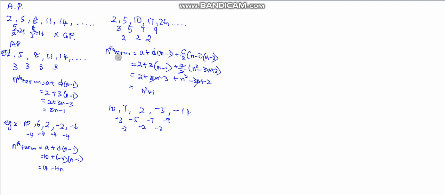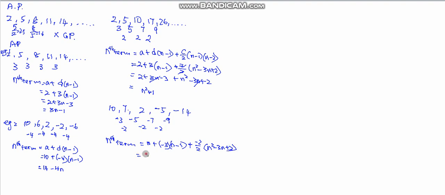Therefore you must use this one. Okay, so the nth term, a is the first term in the given sequence, which is 10, plus d is the first term in the first row of difference, which is minus 3. Then n minus 1. C is the difference, the constant, which is minus 2 over 2. And then n squared minus 3n plus 2.